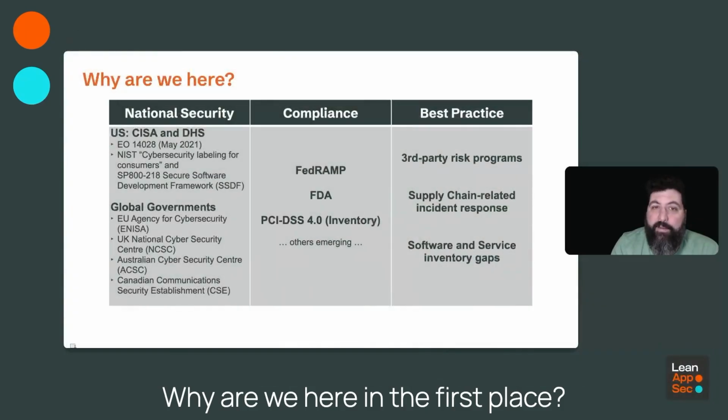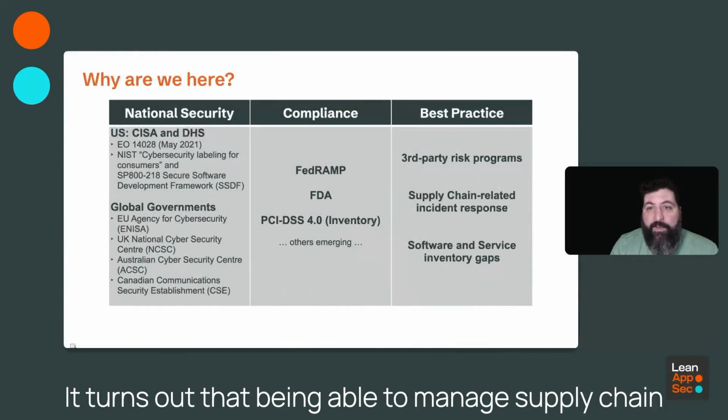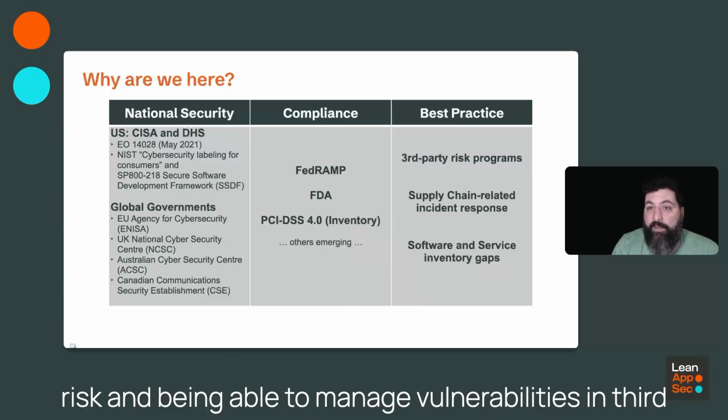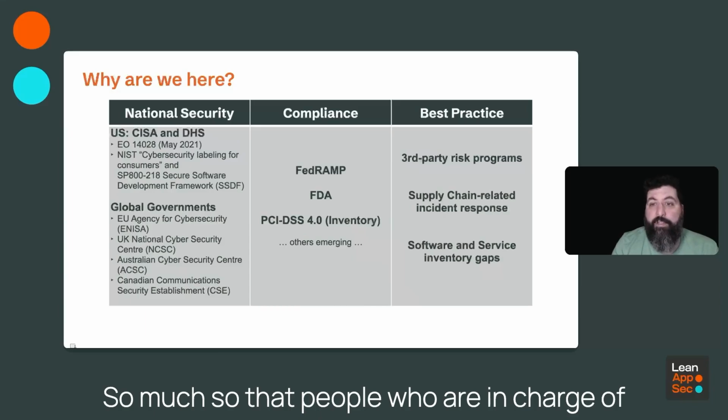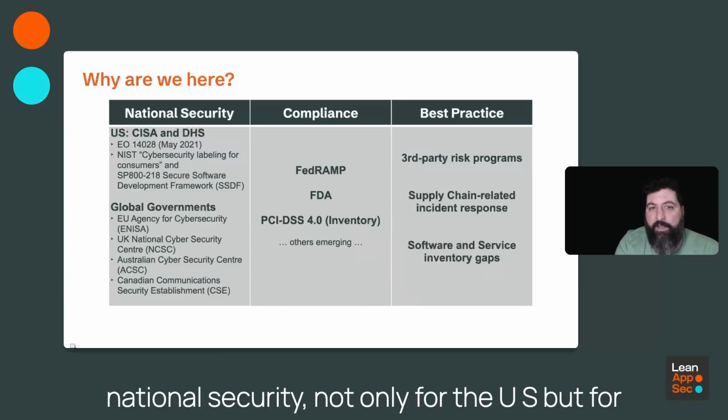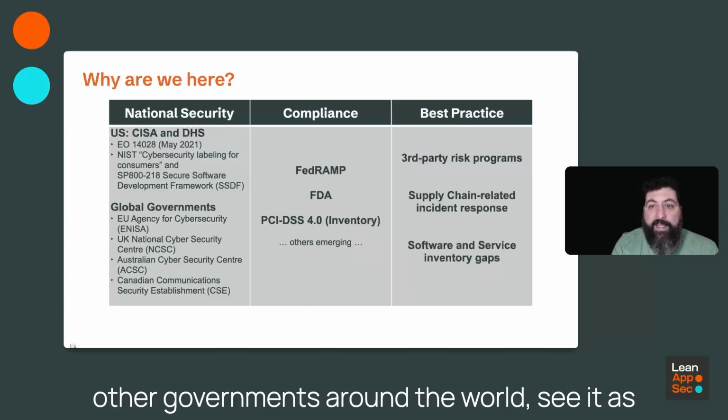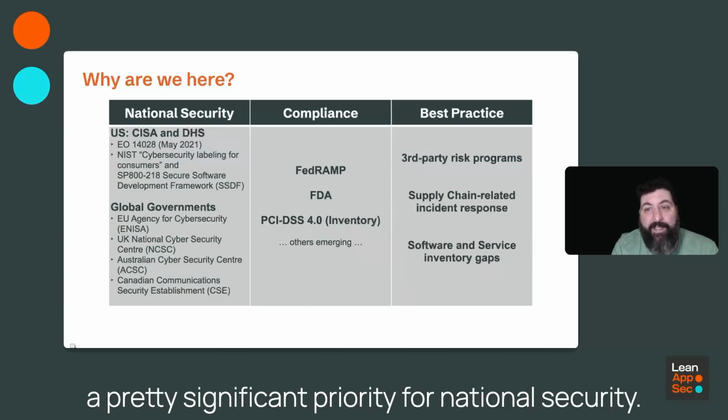Why are we here in the first place? It turns out that being able to manage supply chain risk and being able to manage vulnerabilities in third-party components is a huge security consideration. So much so that people who are in charge of national security, not only for the US, but for other governments around the world, see it as a pretty significant priority for national security.